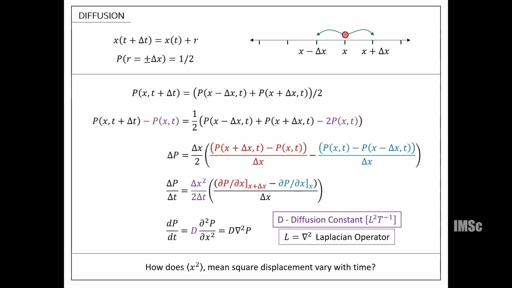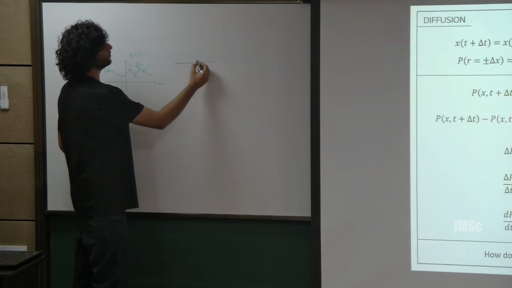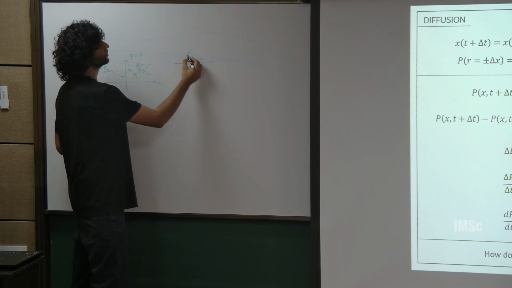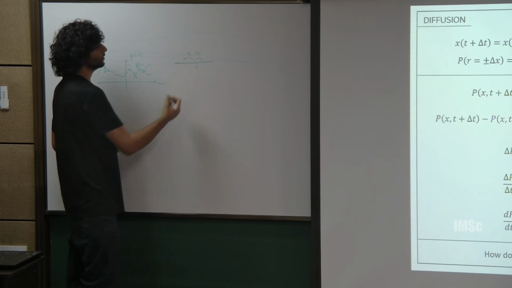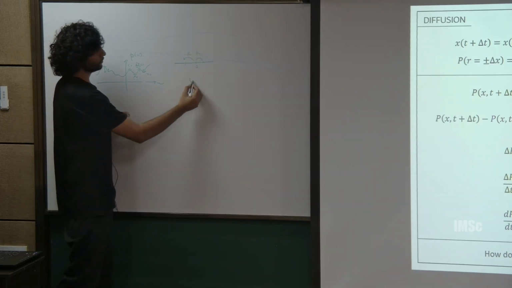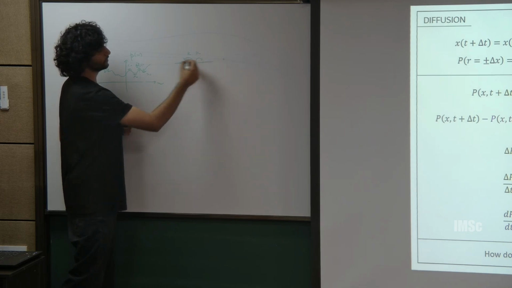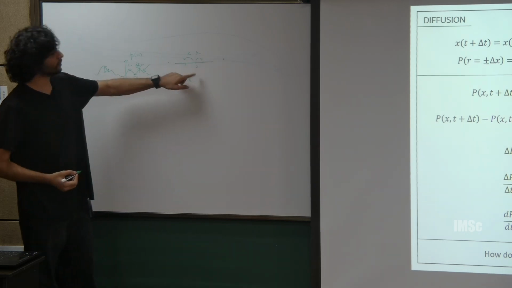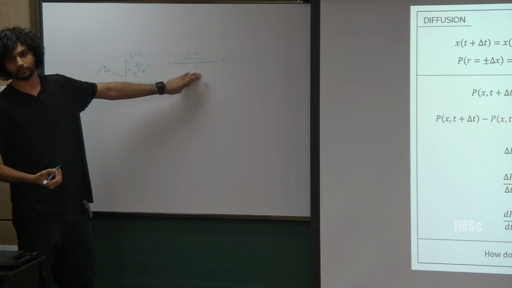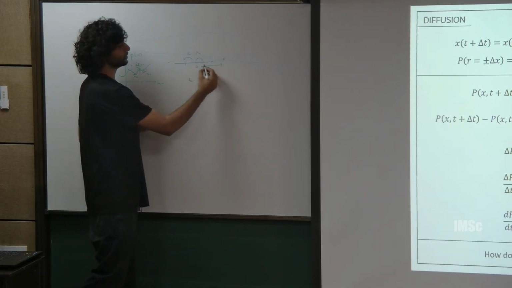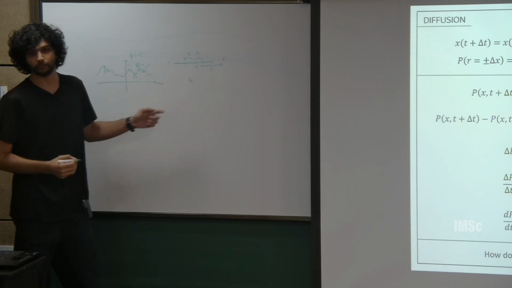If I look at the mean square displacement, right? There is a random walker who starts at the origin, and at every time step, he is making a hop with equal probability. After some time t, you would expect the random walker to be somewhere, right? It's not guaranteed that he'll be at the origin. So what is this expected displacement? How does it depend on time?